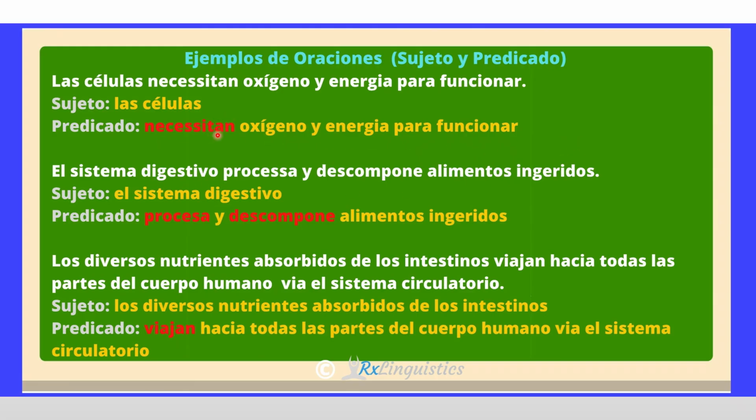And the verb, I put the verb in red. The verb here is necesitan. So when you see las células necesitan oxígeno y energía para funcionar, las células is the subject, sujeto. Necesitan oxígeno y energía para funcionar is the predicate. Okay, the predicate includes the verb, and everything to the right of the verb is the object.